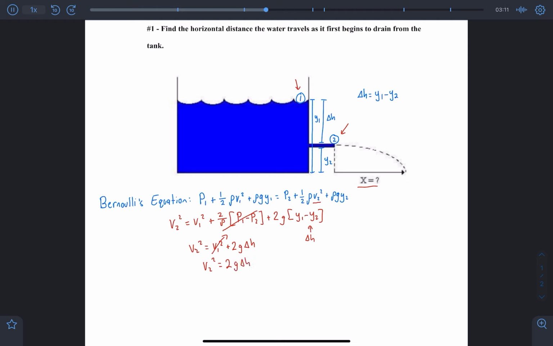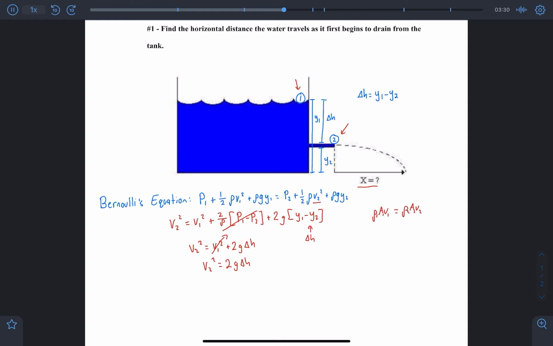But if you don't trust me that can be canceled out, we can look at our mass flow rate equation, which is density times area times velocity, and those will all be at point 1, is equal to density, area, velocity at point 2.